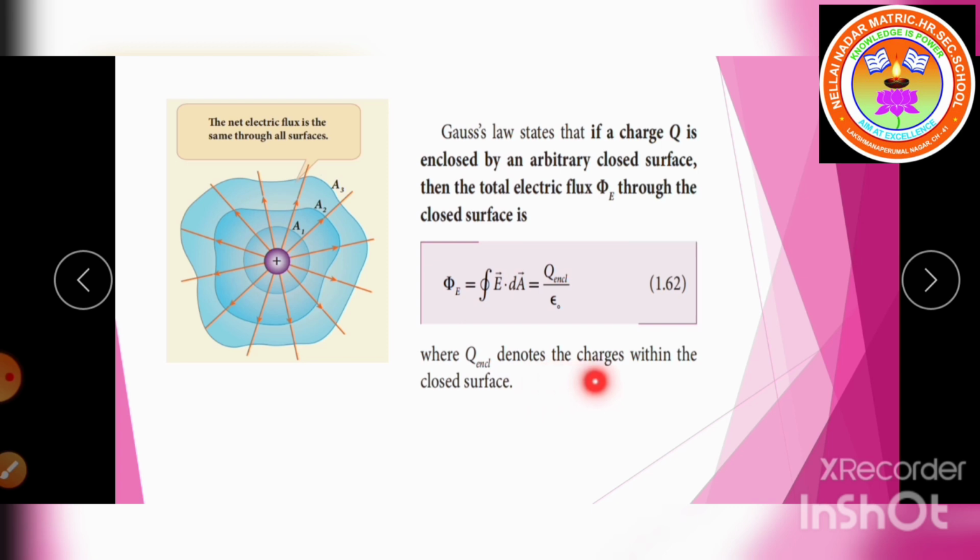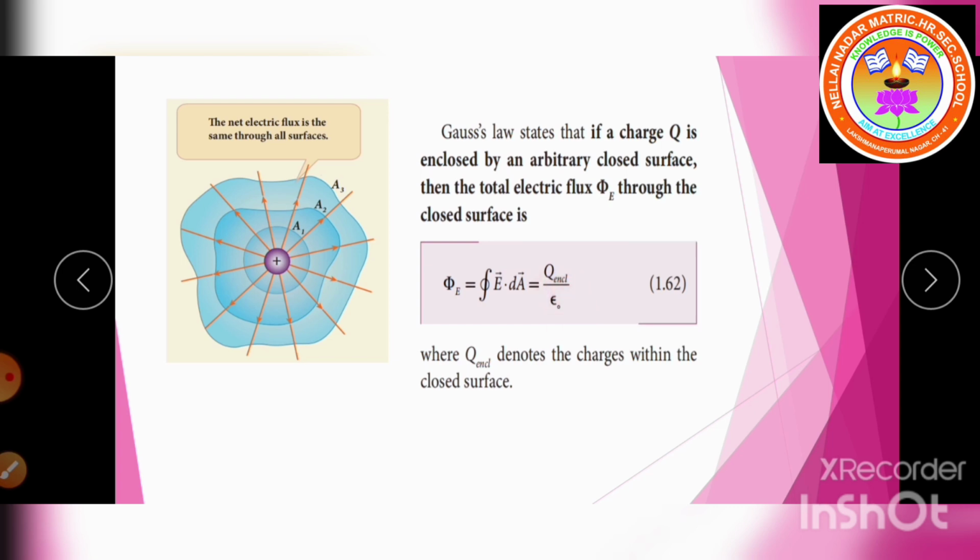It is very important. So listen children, for the 2-mark question, state Gauss law, you can write from 'Gauss law states that' up to the last. Okay, so listen, Gauss law states that if a charge Q is enclosed by an arbitrary closed surface, then the total electric flux phi E through the closed surface, because here they were taken as closed surface, is equal to Q enclosed by epsilon naught.